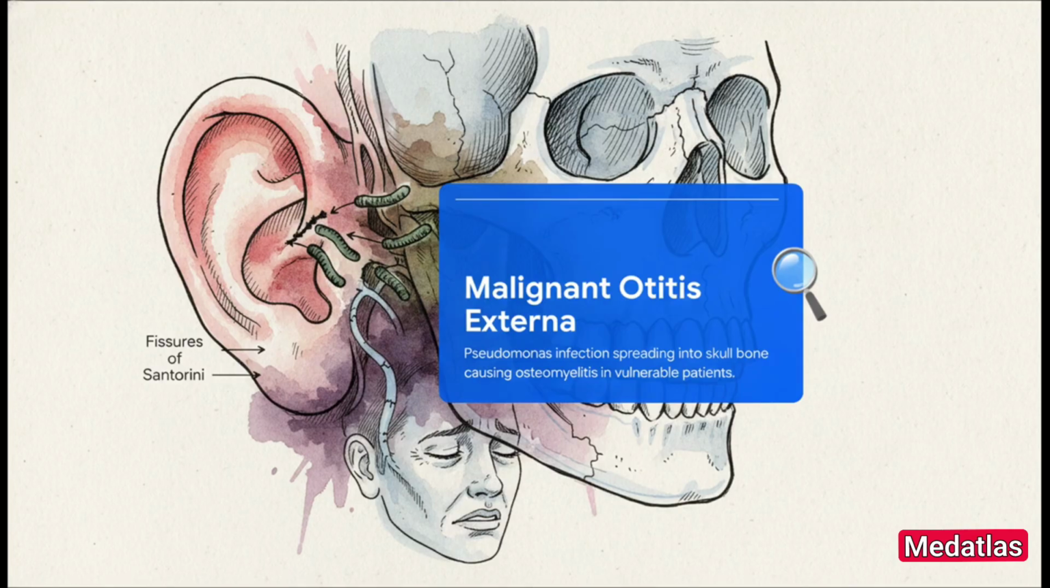The Pseudomonas bacteria don't just stay in the skin. No, they sneak through these tiny anatomical gateways in the ear cartilage called the fissures of Santorini. Once they're through, they infect the skull base itself, causing osteomyelitis, a literal bone infection. This brings on severe nocturnal pain, and it can even paralyze the facial nerve.